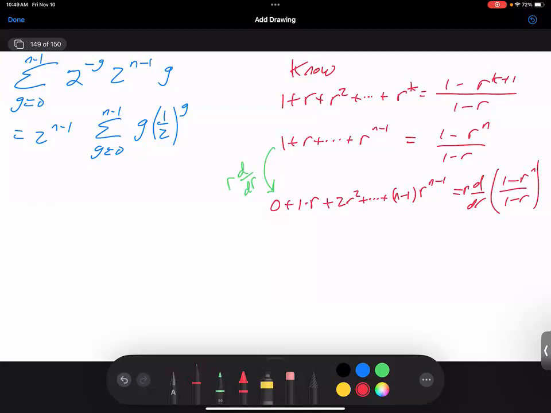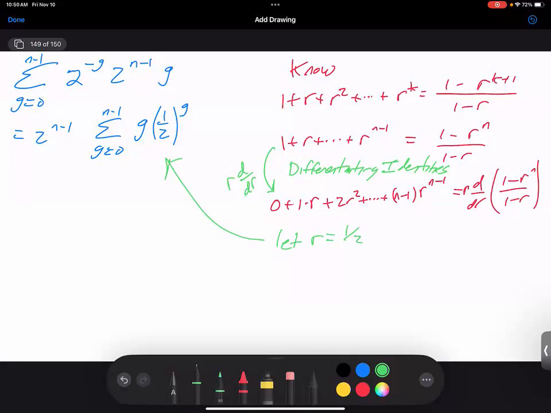So this is called differentiating identities. Once we have one inequality or equality, we can generate more. If we wanted to sum g squared, we would just take another derivative. If we wanted to sum g cubed times 1/2 to the g, we'd take another derivative. And so if I want to evaluate the sum of g 1/2 to the g, I now take this, let r equal 1/2, and then I can substitute that into here.